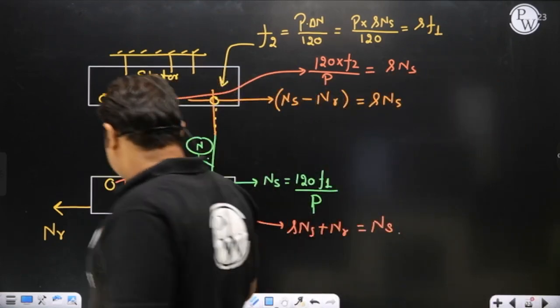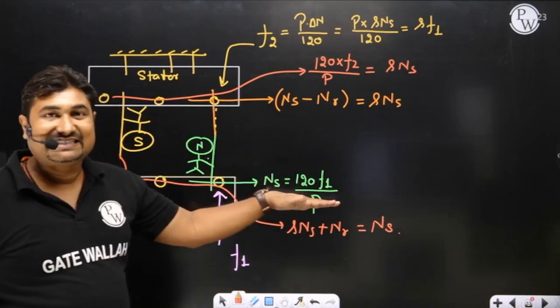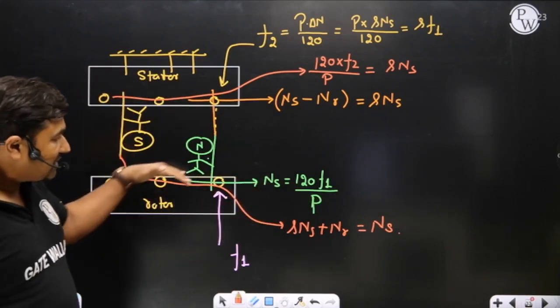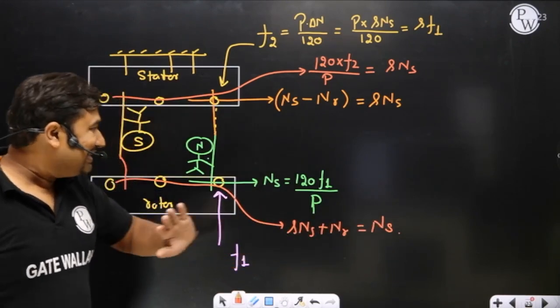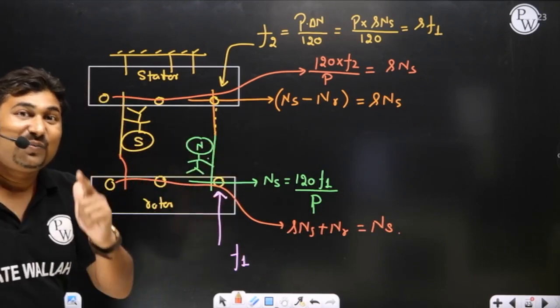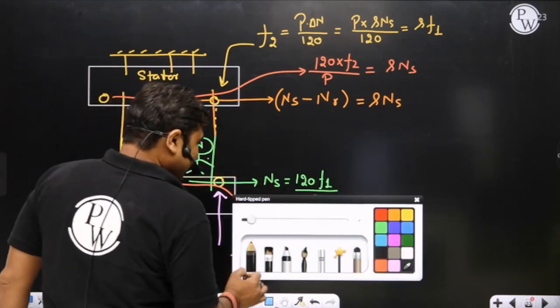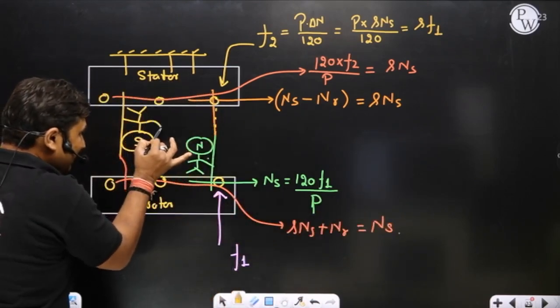Come to the rotor body. What is the speed of rotor field with respect to rotor body? NS. What is the speed of stator field with respect to rotor body? NS. So it means the relative speed between the stator field and rotor field is 0. That indicates, sir, there will be an electromagnetic torque.